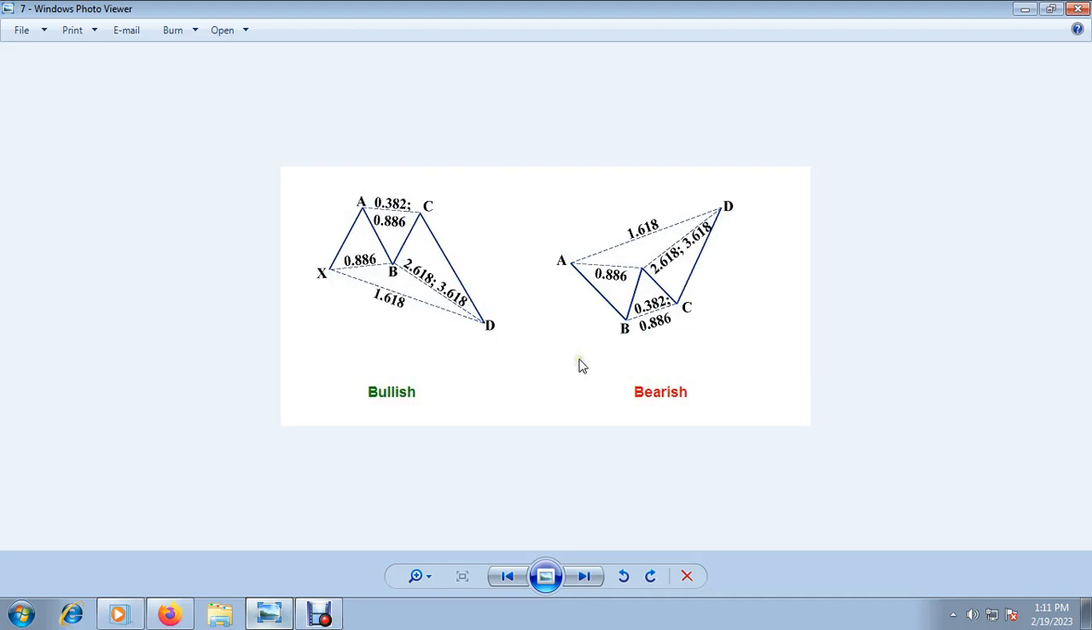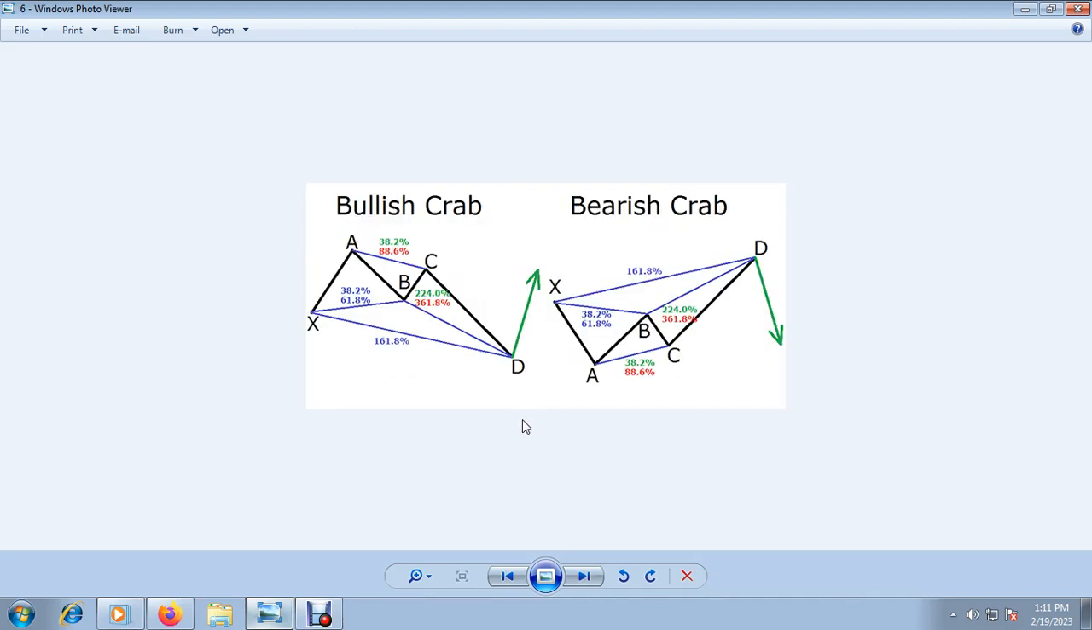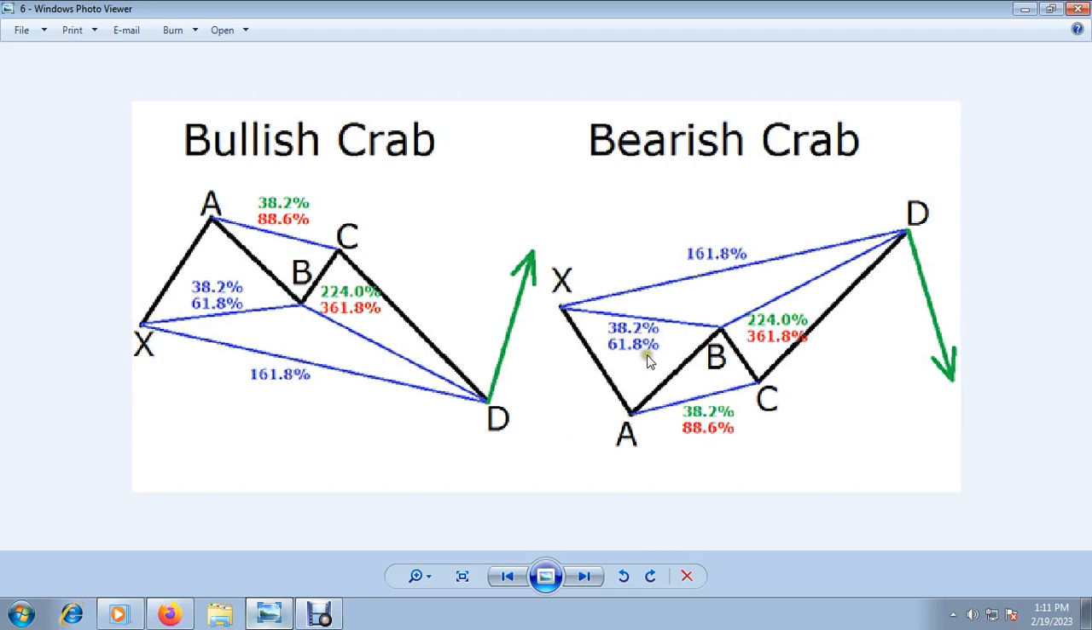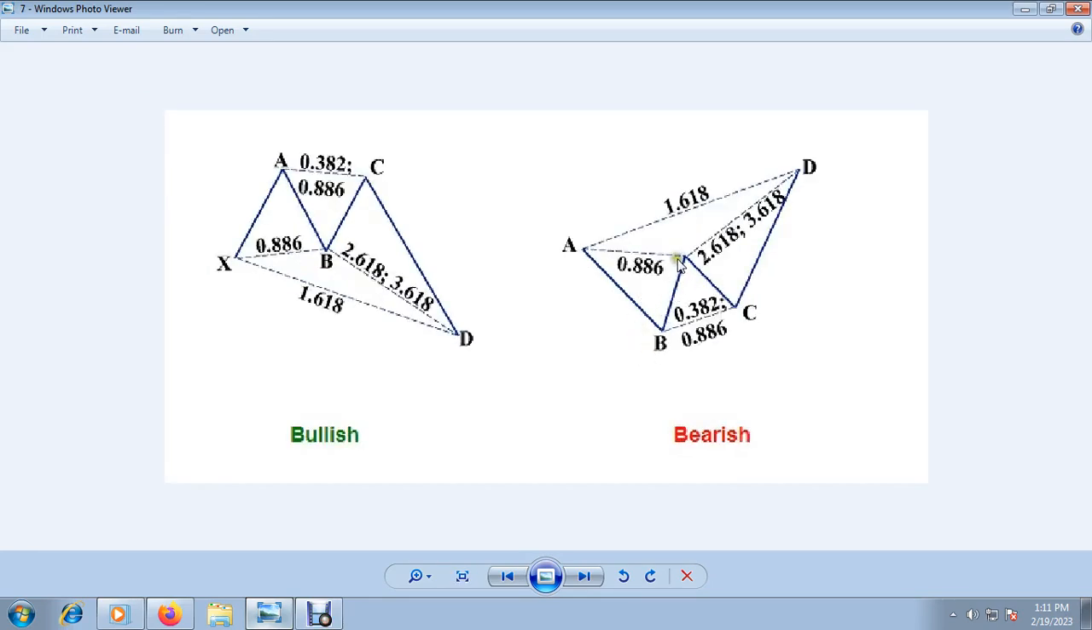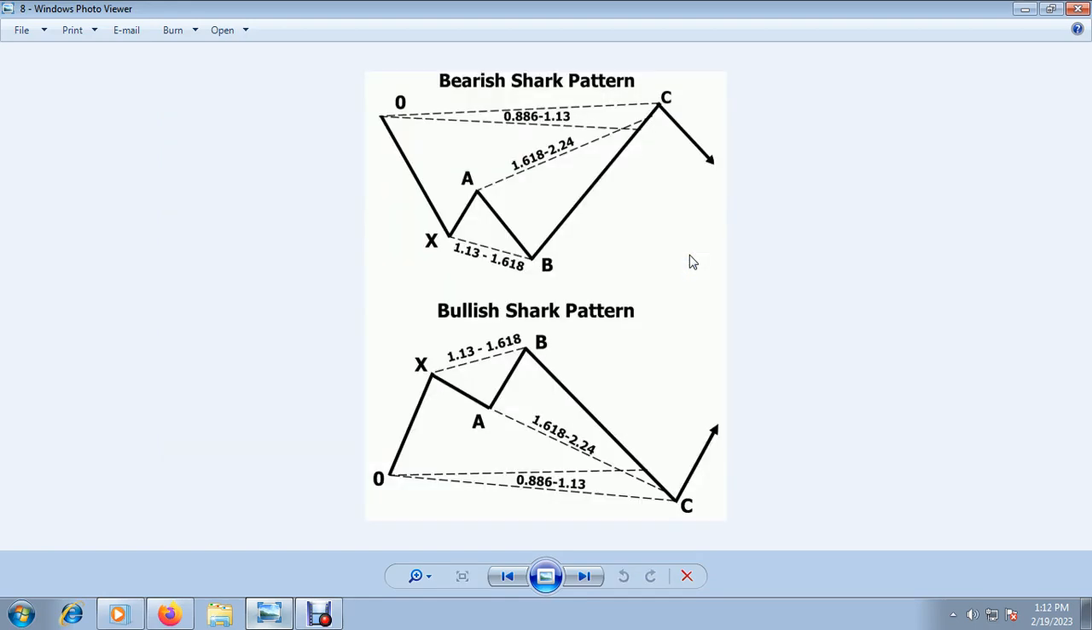This is also a deep crab. In the earlier one it was up to 38.2, and this one is 0.886. So if it is going up to 0.886, it is called a deep crab. And this one is the shark.